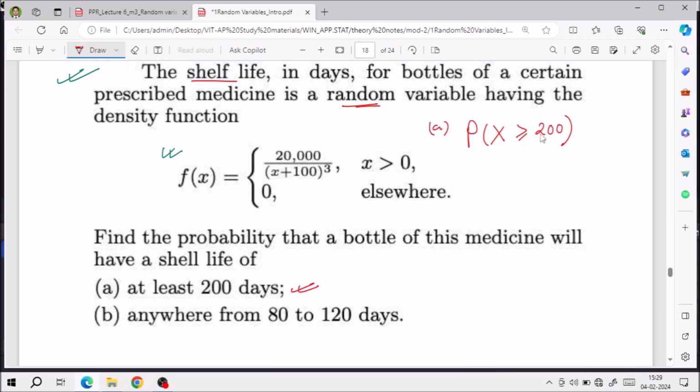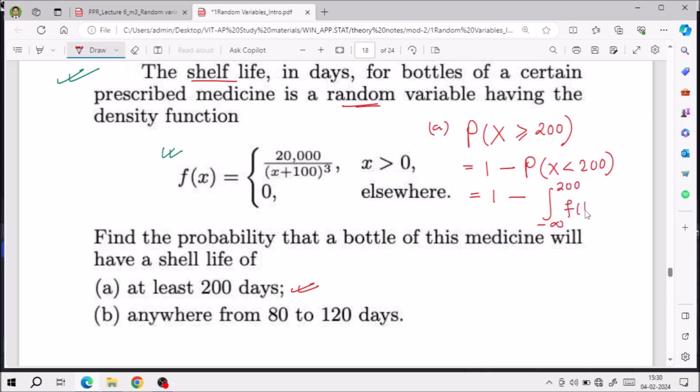So what exactly do you need to find? If you apply the concept of complement, what you have is 1 minus the probability of X less than 200. This thing you need to find, isn't it? So basically you need to find 1 minus the probability of this one. What will this be? It is nothing but the integration from minus infinity to 200.